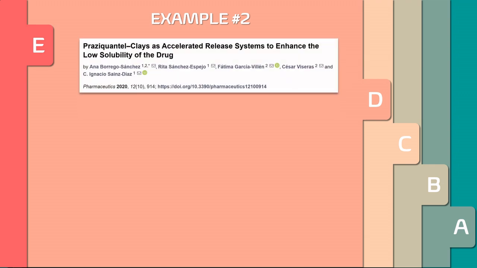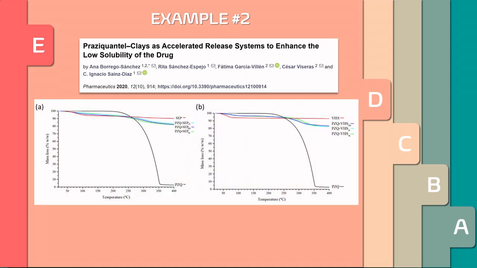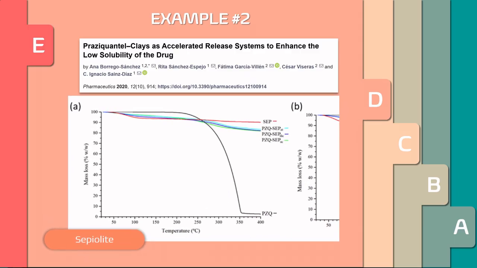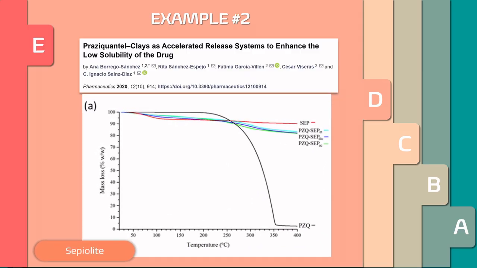In this article, the antiparasitic drug Praziquantel was loaded into two types of clays, sepiolite and montmorillonite, which are natural inorganic platforms. The TGA of these interaction products was very simple. The pure drug experienced a one-step mass loss event starting around 200 degrees centigrade with almost full mass disappearance at approximately 350. This is typical for organic compounds. They usually undergo thermal decomposition at a certain temperature.